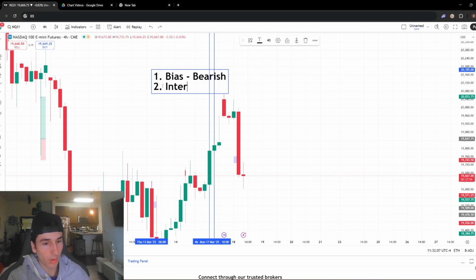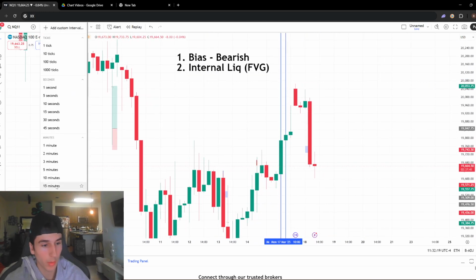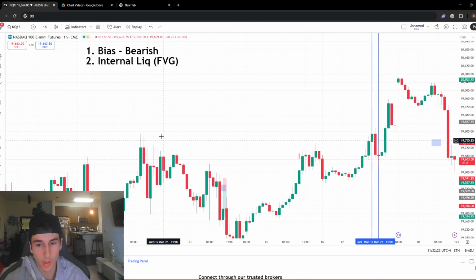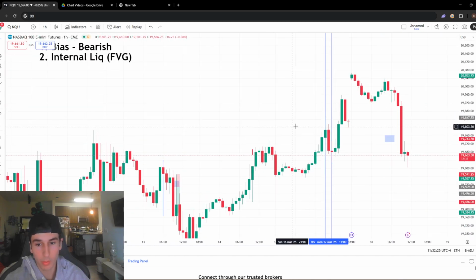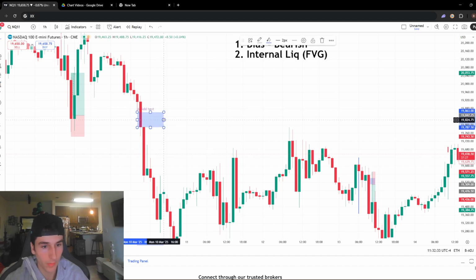Second thing, internal liquidity, aka an FVG, a fair value gap. Typically internal liquidity lies within a fair value gap. So what am I going to look for? An hourly fair value gap. So drop down to the 1 hour. When I drop down to the 1 hour, where's price currently at? We're sitting right here, and that is literally right up here. So we have this untapped fair value gap right here. Mark it out on the 1 hour.